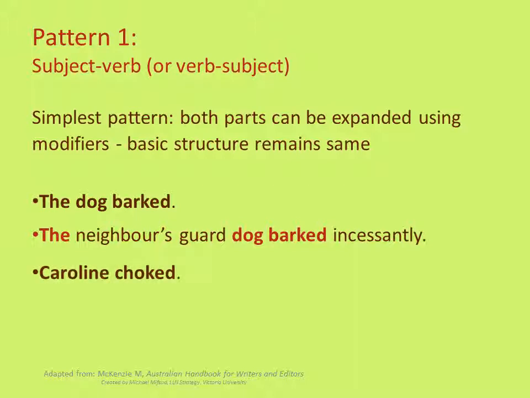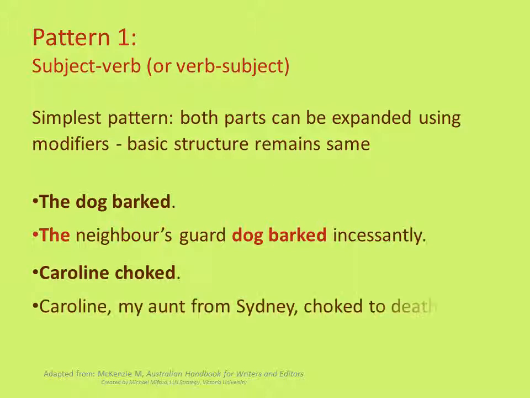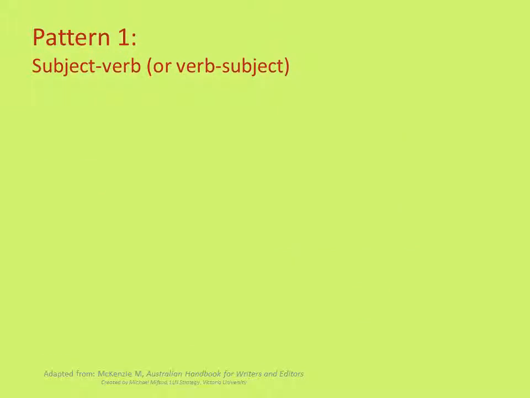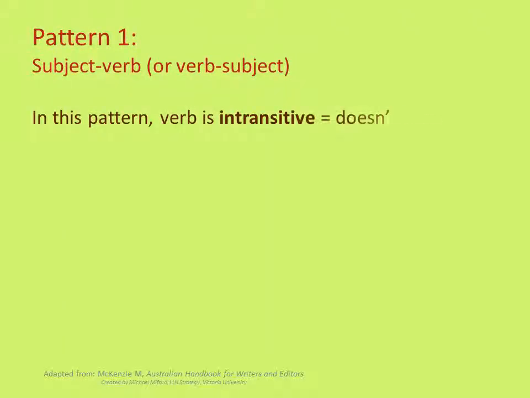Carolyn choked. Carolyn, my aunt from Sydney, choked to death in 1954 after swallowing a fishbone. Here again, the basic structure, Carolyn choked, remains the same. In this sentence pattern, the verb is intransitive, which means that it doesn't have an object for its action.